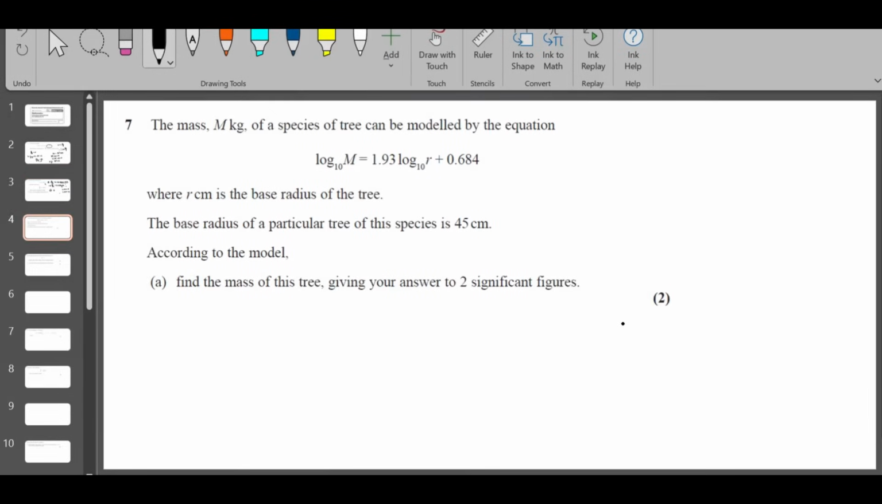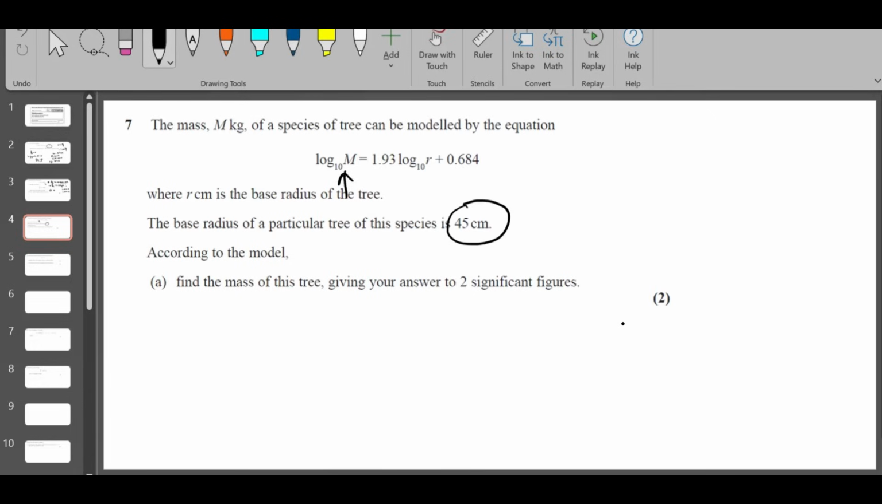Question number 7. The mass m kilogram of a species of tree can be modeled by this equation, where r centimeter is the base radius of the tree. The base radius of a particular tree of this species is 45 centimeter. According to the model, find the mass. The radius r is given, you need to find m. So you just need to sub in into the equation.